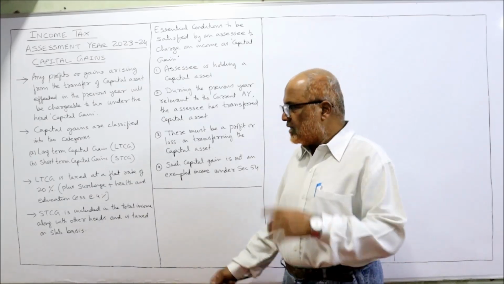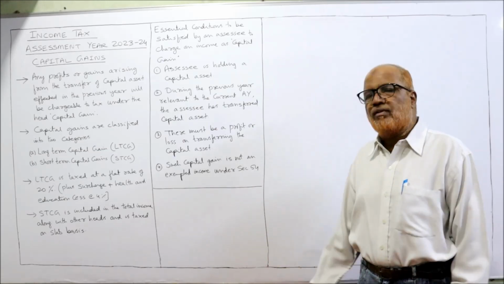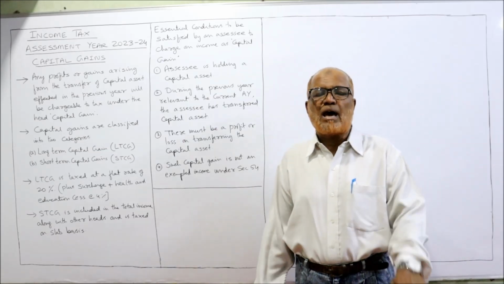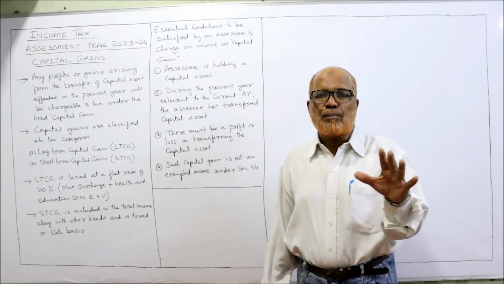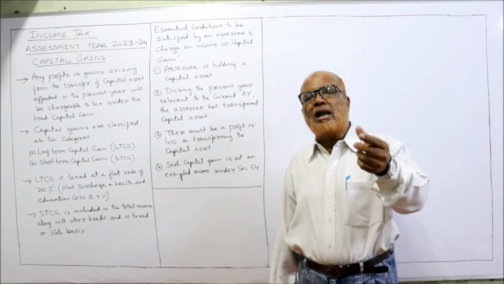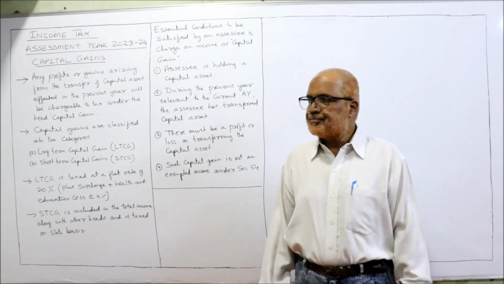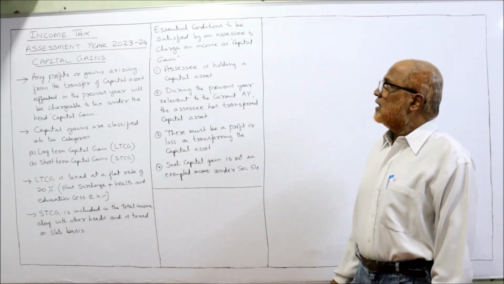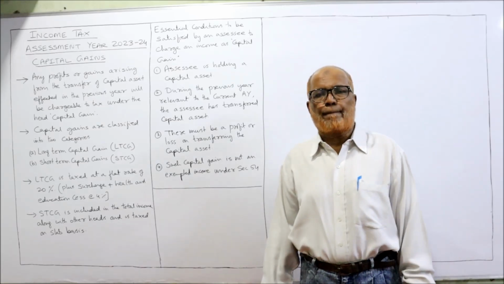Then STCG is included in the total income along with other heads of income and is taxed at slab rates. For short-term capital gain, there is no separate rate of tax. The short-term capital gain will be included along with other incomes and taxed at slab rates. Then, the essential conditions to be satisfied by an assessee to treat an income as capital gain.